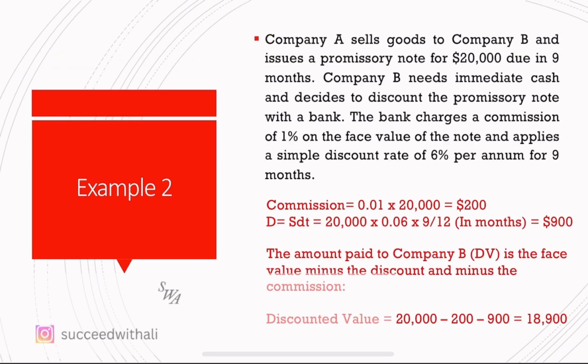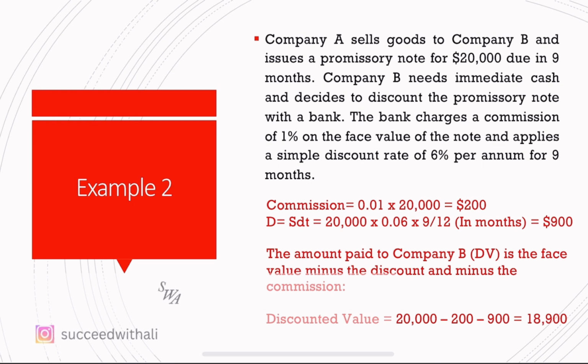Another example. Company A sells goods to Company B and issues a promissory note for $20,000 due in 9 months. Company B needs immediate cash and decides to discount the promissory note with a bank. The bank charges a commission of 1% on the face value of the note and applies a simple discount rate of 6% per annum for 9 months. So the solution is in red.